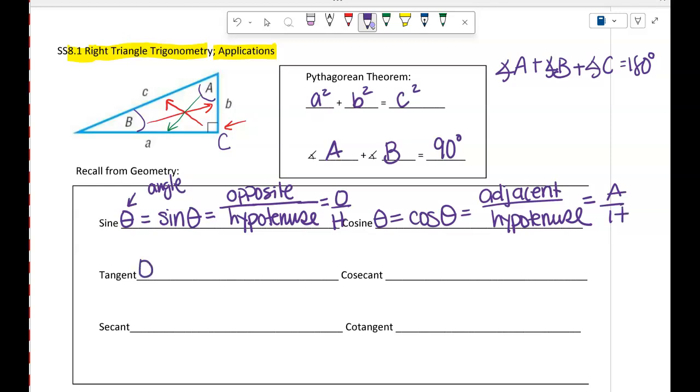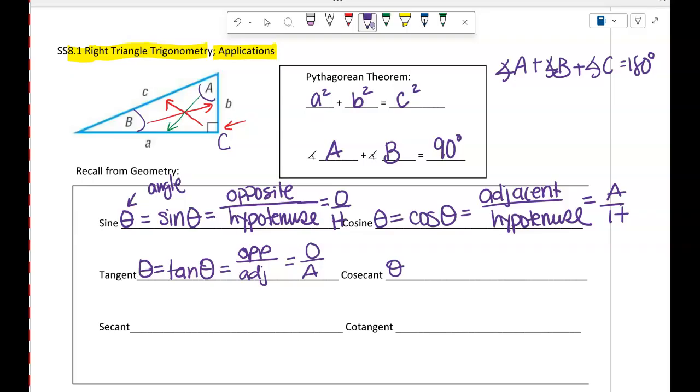Tangent of an angle, again, we're going to use theta. Abbreviation of that, guys, is TAN. Okay, TAN of theta. Tangent is opposite over adjacent. So to abbreviate this some more, this is going to be O divided by A.